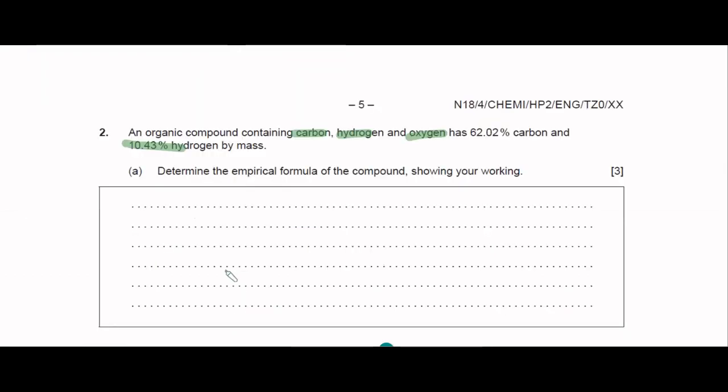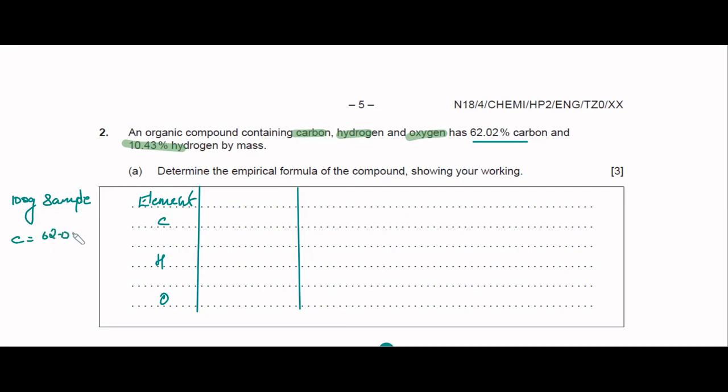So now let's see how to go with the calculation part. Here we are writing element: there is carbon, there is hydrogen, and there is oxygen. Assuming that there is a 100 gram sample, we have already been given that the carbon percentage is 62.02. So carbon is going to be 62.02% of this 100.